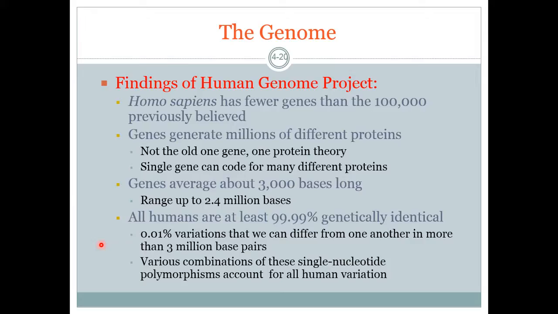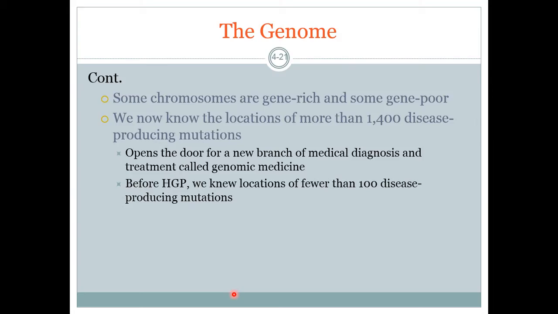Next finding, all humans are at least 99.99% genetically identical. But even this small variation means there is a probability to differ from one another in more than 3 million base pairs. Contributions of these differences are called single nucleotide polymorphism, and it accounts for all human genetic variations.